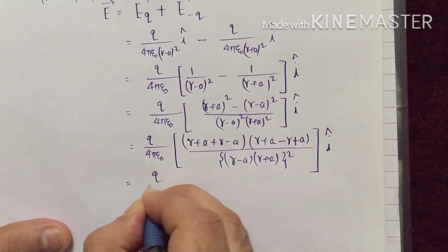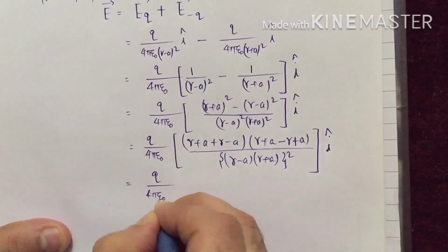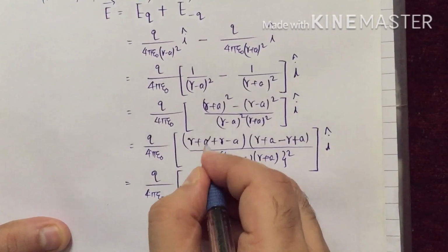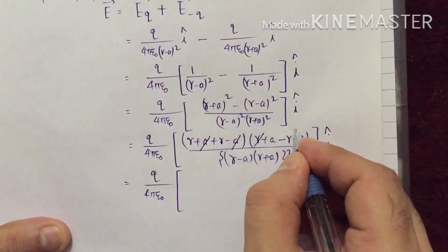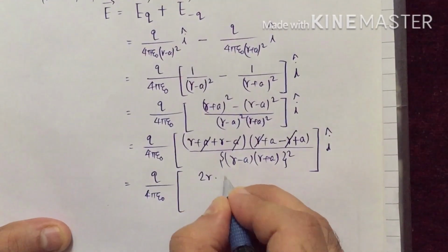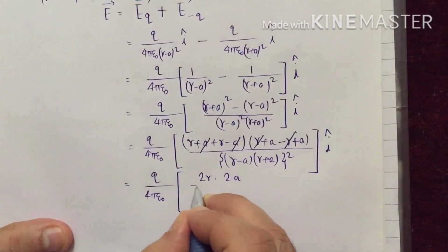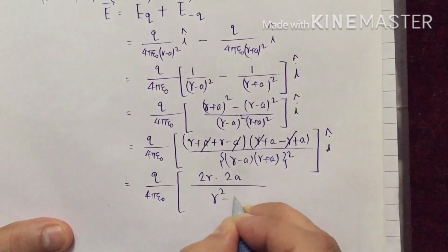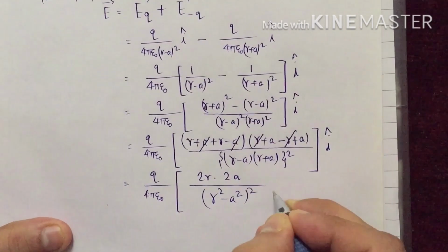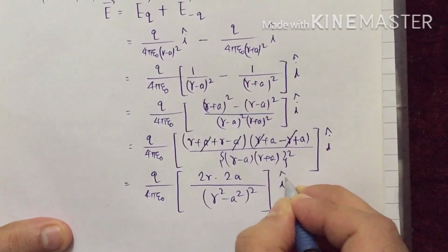So we have q divided by 4 pi epsilon naught, a and a get cancelled, r and r get cancelled, so we have 2r into 2a whole divided by, this is (r square minus a square) whole power square into i cap.